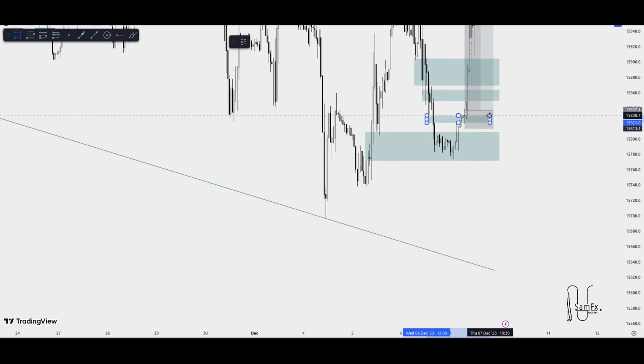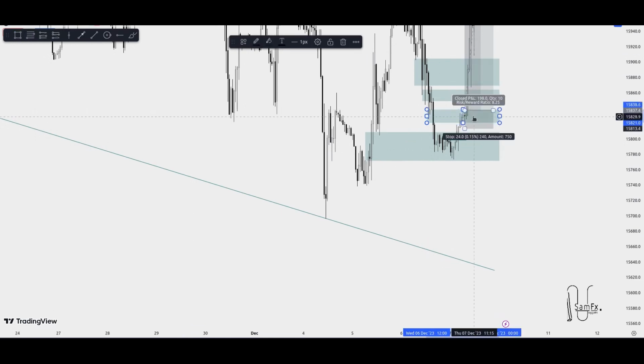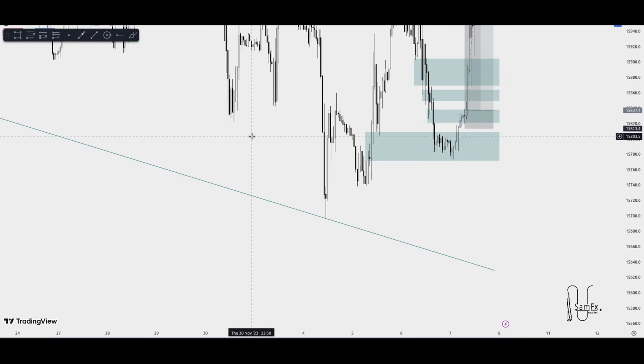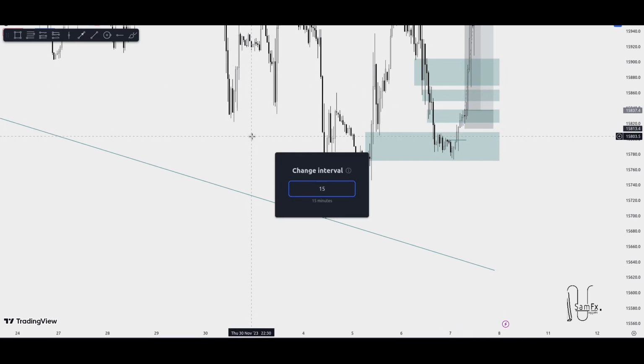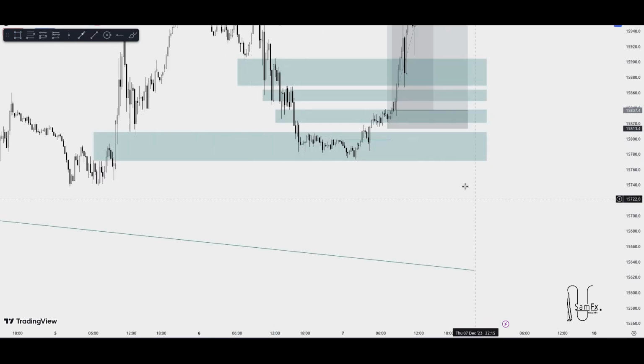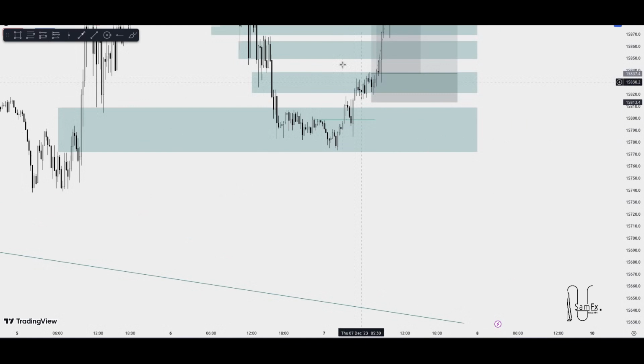So I looked for price to blow through that or go above it and come back and do a retest on it. So it did do that over here. Going down to the 15 minutes, we see price going above, coming back in with this candle over here, and then that's when I entered.